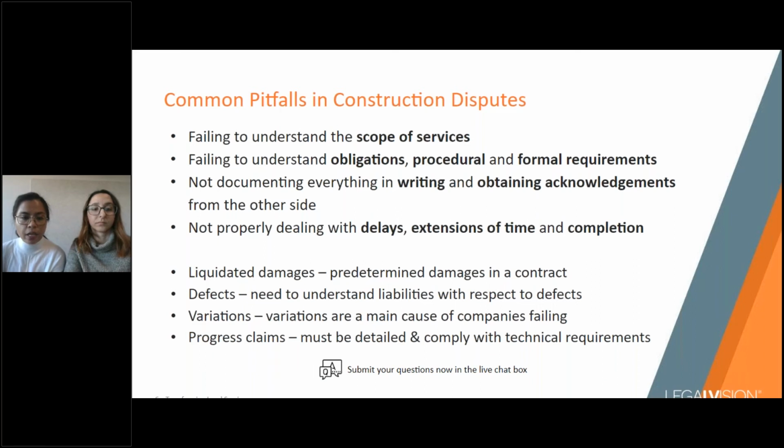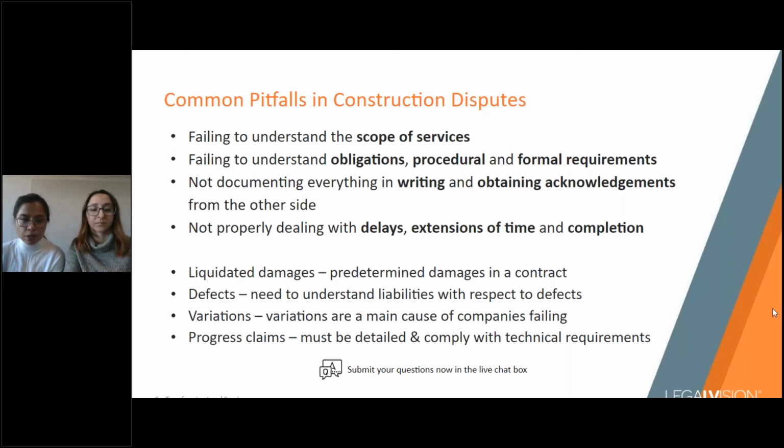Finally, progress claims. Progress claims typically need to be detailed and must comply with technical requirements under the contract and under the relevant SOPA legislation. For example, with progress claims, you tend to issue them once a month. You also need to have specific reference dates. You must also have sufficient details of the work performed. And if you're in New South Wales, it needs to expressly say that it's made under the Security of Payment Act. While a lot of these things are often complied with, those are the things that we as solicitors would typically look for if we were trying to knock out a progress claim.